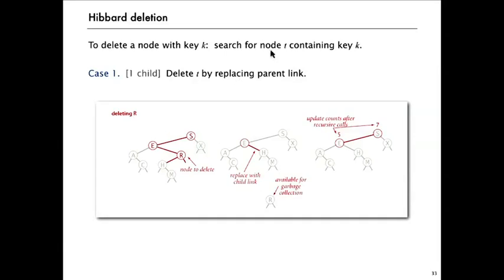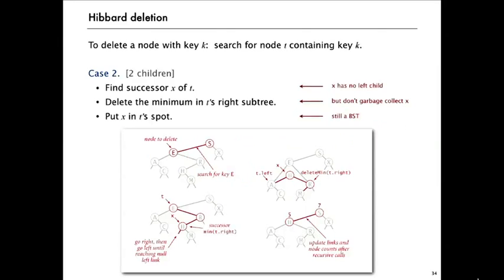The next most difficult case is like the delete min case. We find a node T that contains our key, like deleting R in this tree. It only has one child. Just go ahead and return the link to that child, and that updates the link and everything works fine. And the node that was deleted is available for garbage collection because nobody's pointing to it. And again, update all the counts after the recursive calls. So 0 children, no problem. 1 child, no problem. The problem is what happens when there's 2 children.